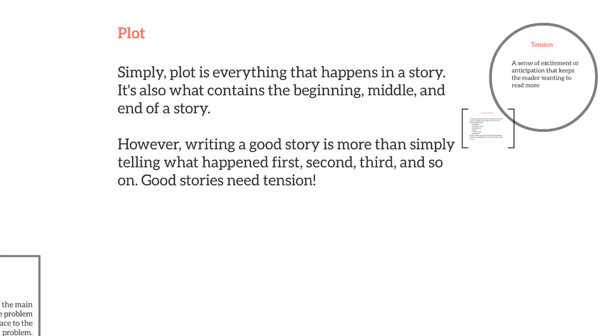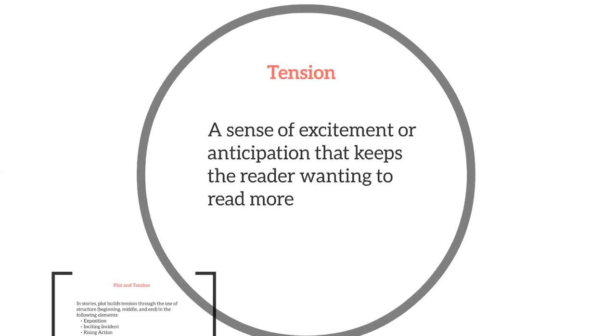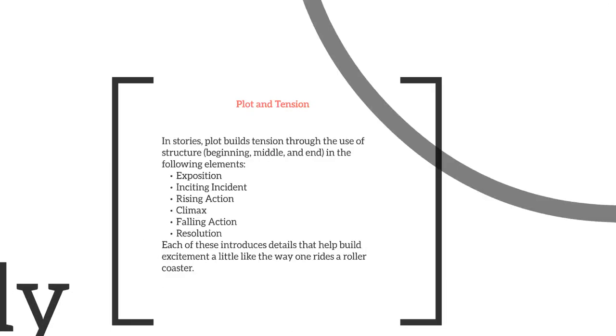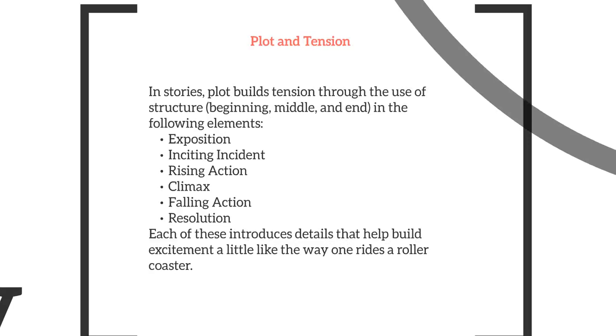But writing a good story is more than just telling what happens first, second, third, etc. We need tension, otherwise known as the sense of excitement or anticipation that keeps your reader wanting to read more. And this tension comes from how we build our plot through the elements of exposition, inciting incident, rising action, climax, falling action, and resolution. Each of these introduces details about our characters and their conflict that help build excitement and reveal theme in a way similar to how one might ride a roller coaster.